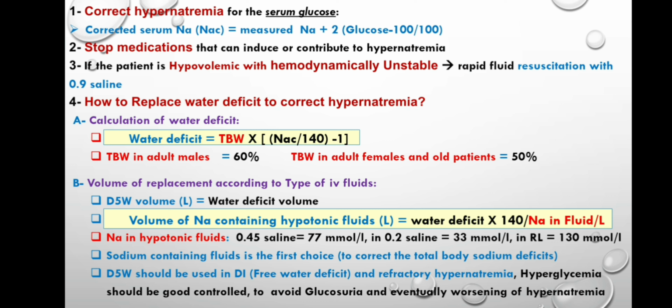D5 water should be used in DI because DI has free water loss, not hypotonic fluid loss. DI usually has free water loss. You should replace with also free water, which is found in D5 water. And also in refractory cases of hypernatremia, you should use D5 water. Hyperglycemia should be well controlled. Of course, if you're using D5 water, there is a risk of hyperglycemia. And if there is hyperglycemia, this will aggravate hypernatremia by osmotic diuresis due to glucosuria.